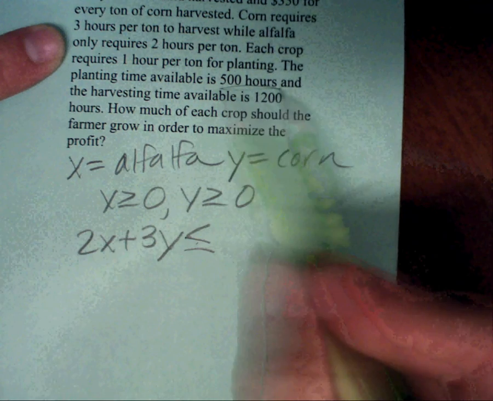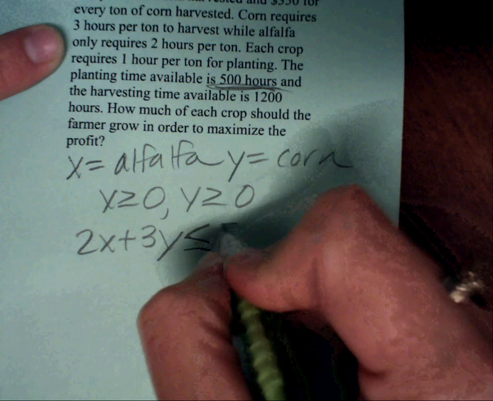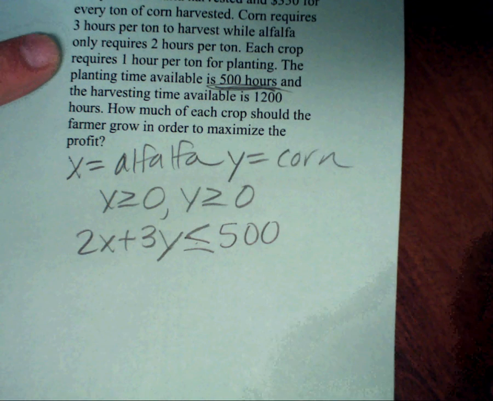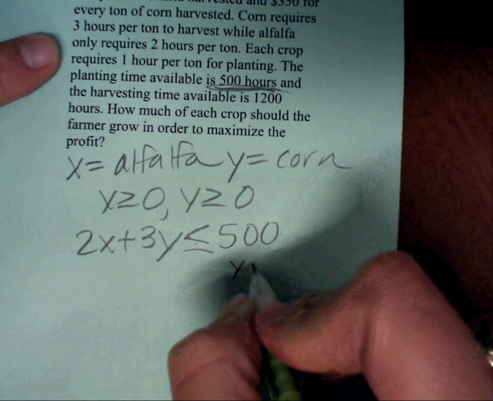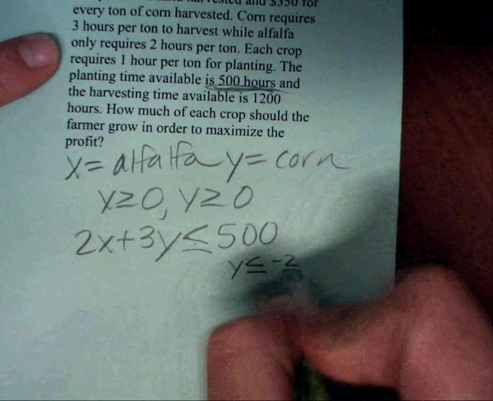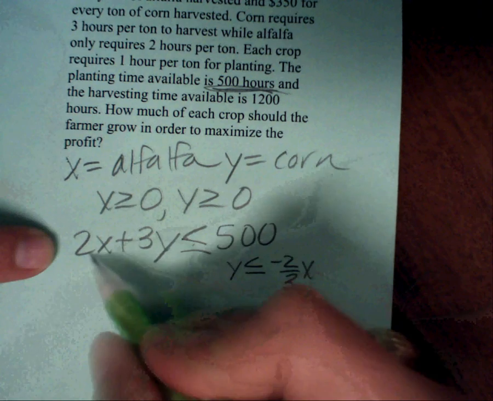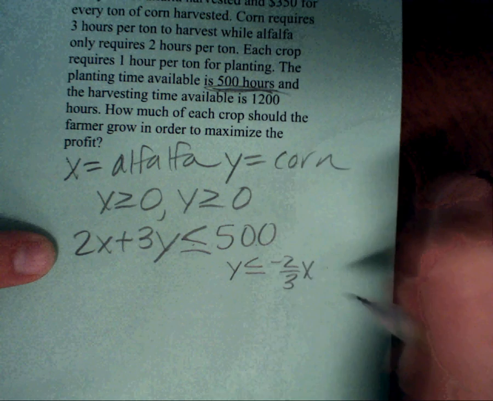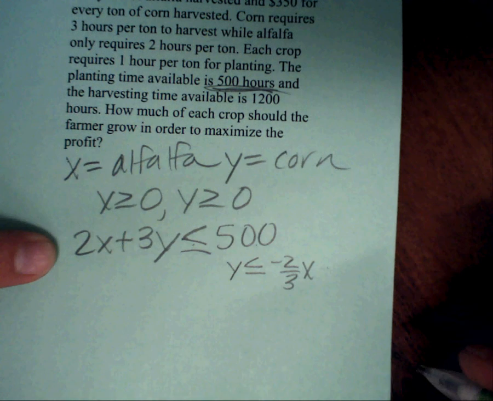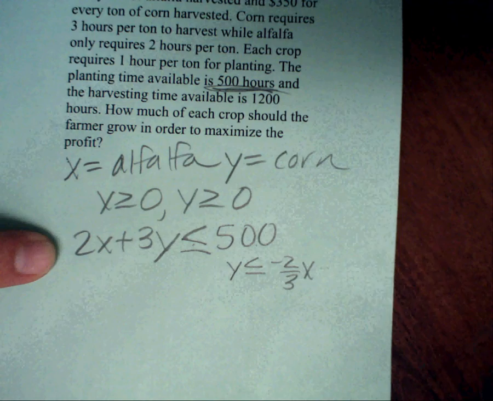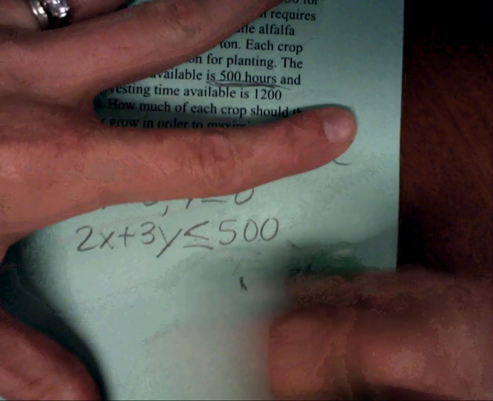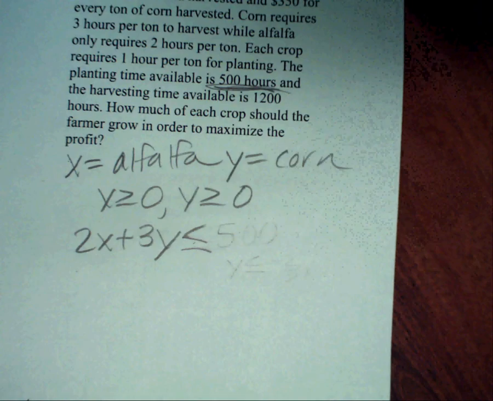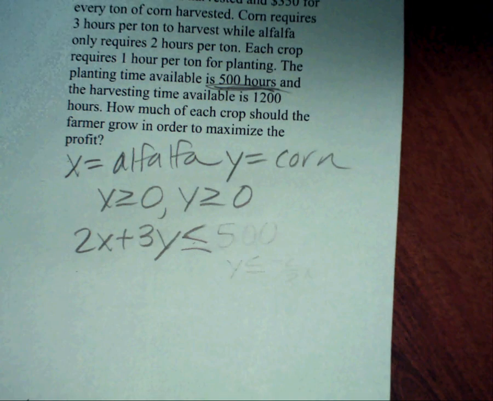less than or equal to the total hours. So it's got to be hours, hours, and hours is all in the same equation. So then if I was to graph this, it would be y is less than or equal to negative 2/3 x. And then, so I subtracted 2x and divided by 3. Uh-oh. I goofed. And I'm not starting over. I made a mistake. Okay, so let's see.